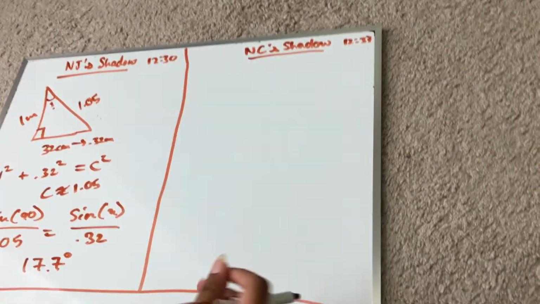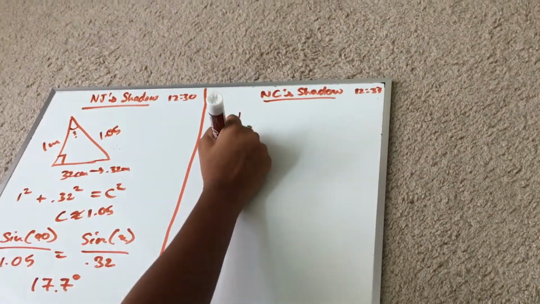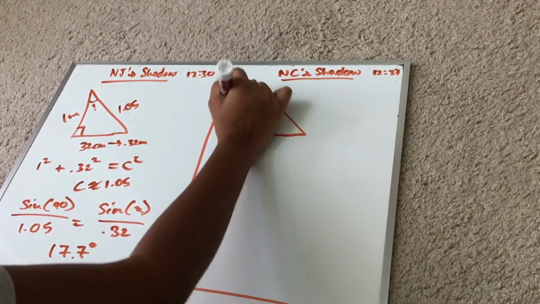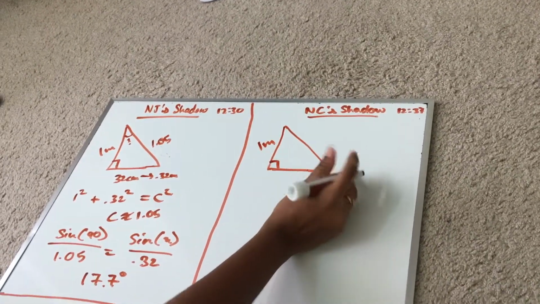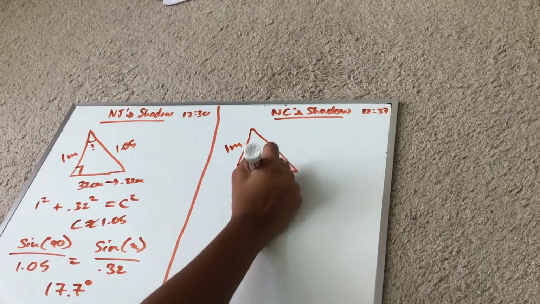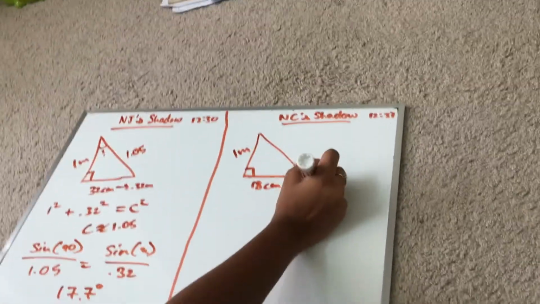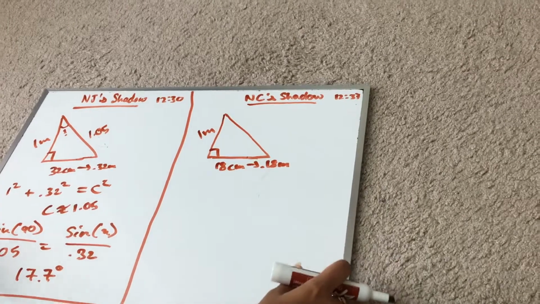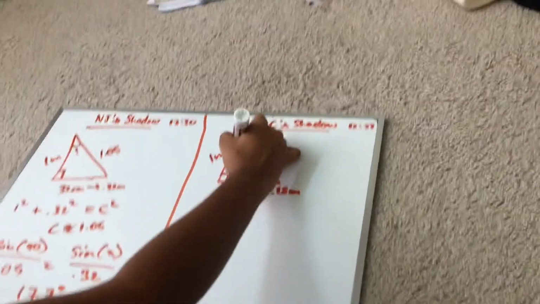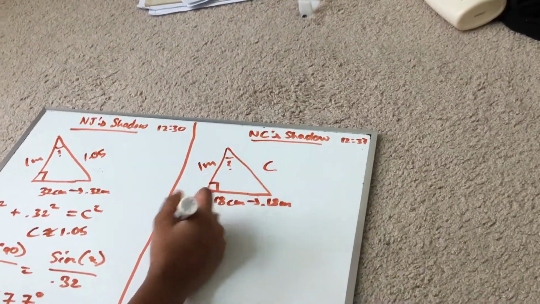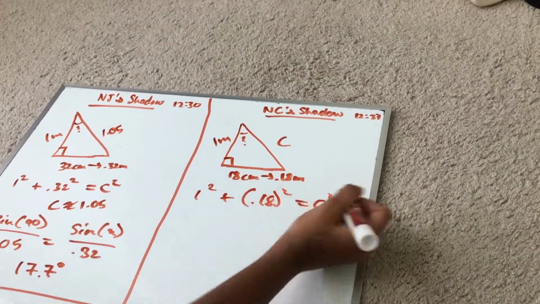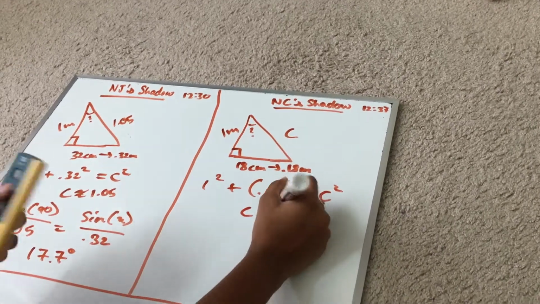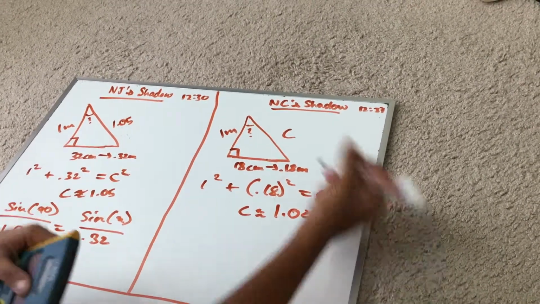Now for the North Carolina shadow, where I have an uncle living in Wilmington, he measured it with the same meter stick. He measured his shadow out to be 18 centimeters, which would be 0.18 meters. And we have to do the same thing to figure out this angle. So we'd have to find out c first. So 1 squared plus 0.18 squared equals c squared, and c should come around to 1.02 meters.